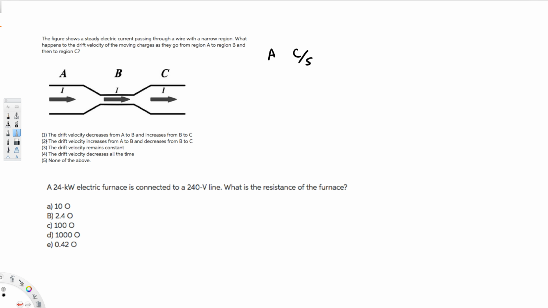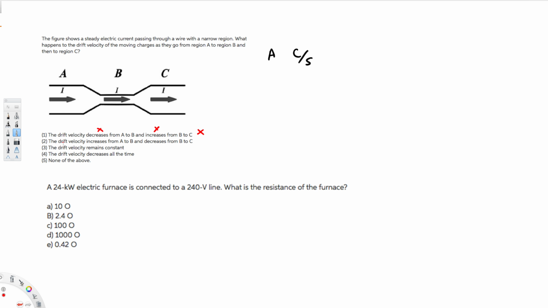So let's look at these answers and see which one is giving the correct answer. The first one says drift velocity decreases from A to B and increases from B to C. From A to B, it decreases. It's a false statement because from A to B it has to increase because it has to move faster through this region, then only it can maintain the flow rate, right? So this is not true. Increases from B to C, that's also not true. So this is a wrong statement.